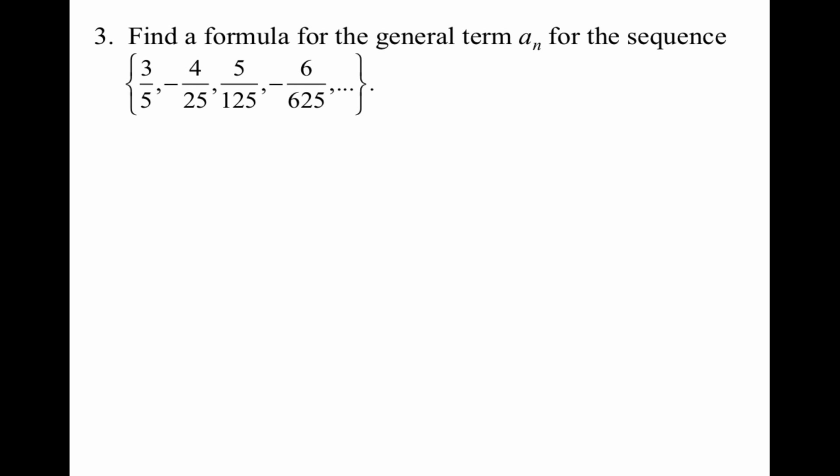All right, why don't you go ahead and try this one. Find a formula for the general term, a sub n, for the following sequence. And just in case you don't see them, they're kind of blended in. These are negatives right here.